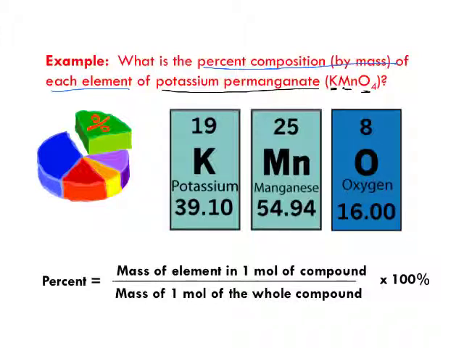And so I've included these little images from the periodic table. So you can see that potassium has a molar mass of 39.1, manganese 54.94, and we're going to round oxygen to 16.0. So we're going to use this equation at the bottom here to work out the mass percent of each element in the overall compound.